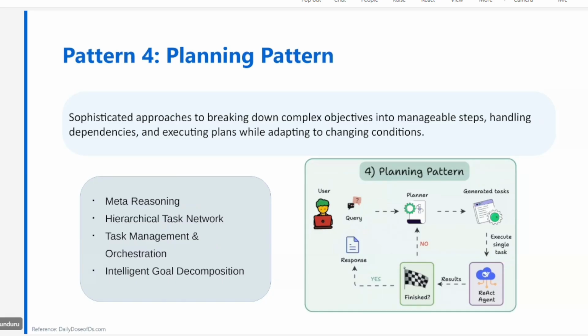Planning pattern. These are sophisticated approaches to breaking down complex objectives into manageable steps, handling dependencies, and executing plans while adapting to changing conditions. So reasoning is done, and after that comes the plan. These are all collaborative. Planning and reasoning may not be sequential. Sometimes planning will hand over to reasoning, and reasoning will hand over to planning. All these things will be a pipeline of flow implementation in agentic applications.